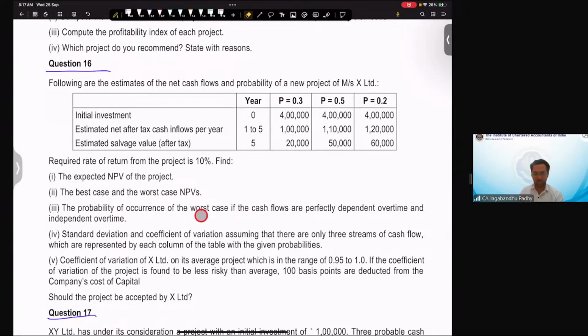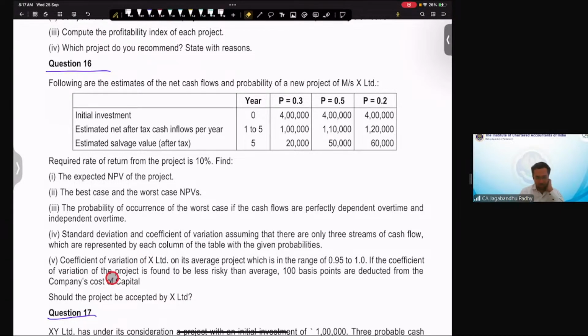of occurrence of worst case if cash flows are perfectly dependent over time and independent over time, then standard deviation and coefficient of variation, assuming that there are only 3 streams of cash flows which are represented by each column, coefficient of variation for an average project, which is in the range of 0.95 to 1. So this is the last part, which we'll do later.